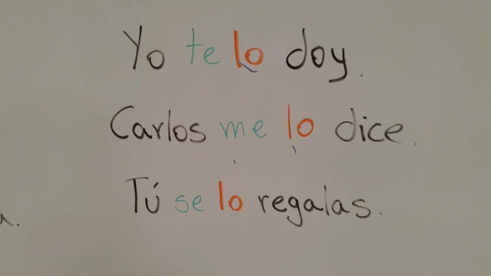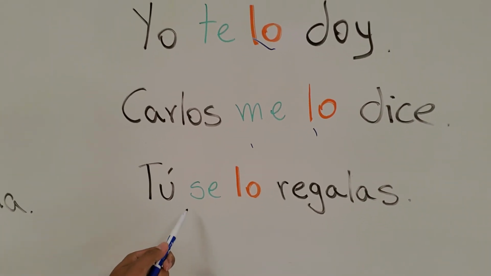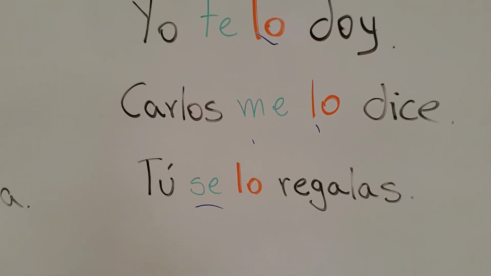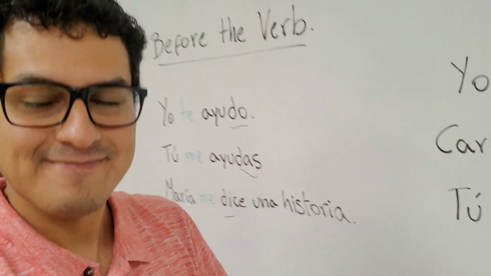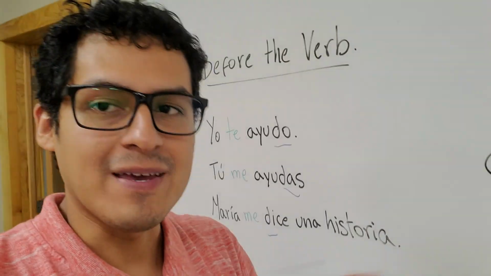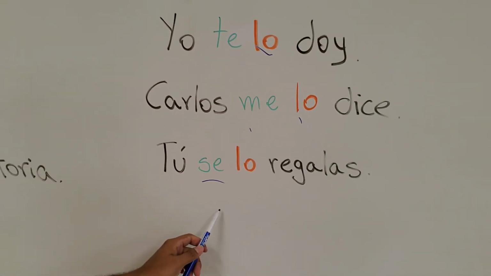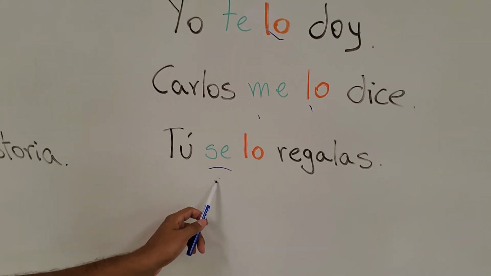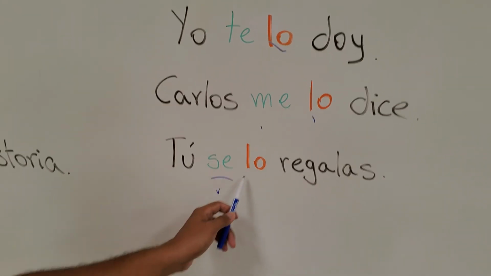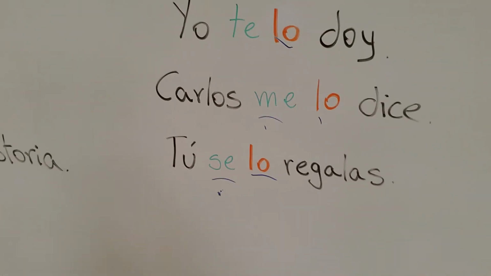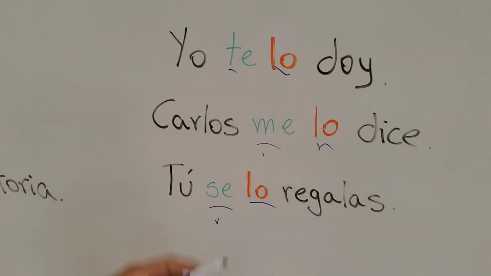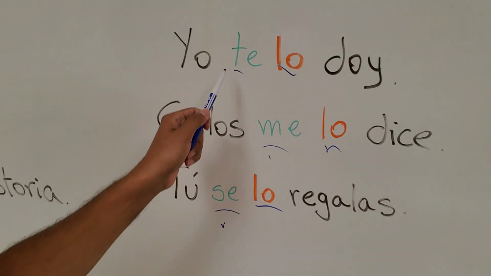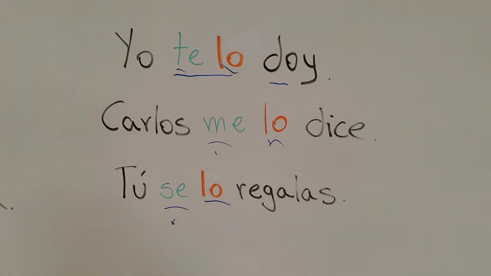Tú se lo regalas. This se, we have se here because what? Why do you think we have se here? We will have se because we cannot have le, lo, le, la, right? When we have that conflict, we need to turn le into se. Indirect object pronoun, direct object pronoun. Same story here, okay? When we have the two pronouns in the same sentence, we will place both of them before the verb, okay?